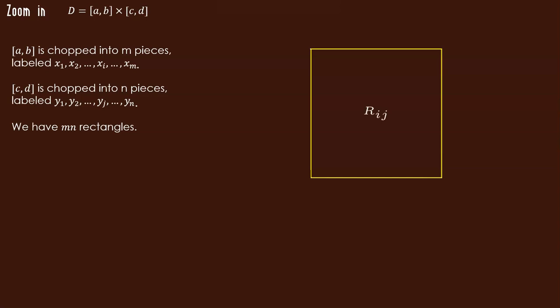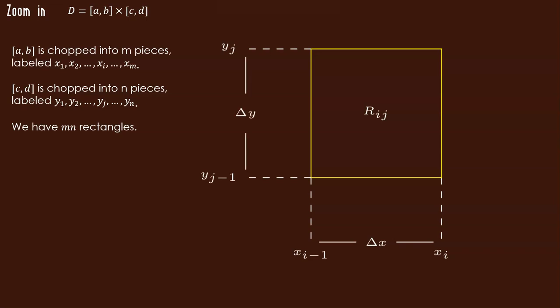The area of this rectangle is based on the width and the height. The width goes from x_{i-1} to x_i, which is our delta x. And the height goes from y_{j-1} to y_j, and this is my delta y. So the area is delta x times delta y. So we label this area delta A. And just as I chose a random x star in each interval, I'm going to choose a random point in my rectangle and label it x_i star, y_j star.